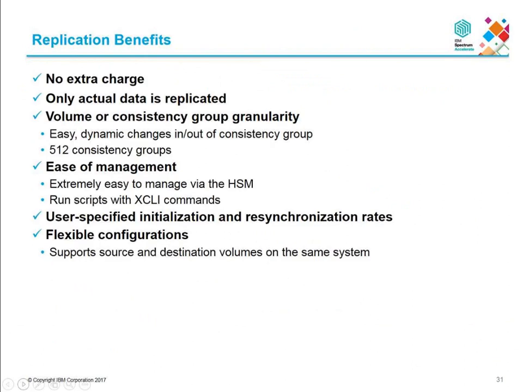So again, some of the benefits of replication: it's no additional charge. The XIV, the A9000 licensing is such that the customer buys the box, it gets everything the box does with no additional licensing. I can have a large number of consistency groups. Again, it's pretty easy to manage via the Hyperscale Manager. I have a full CLI, so I can run scripts with the CLI, and I can specify those initialization and resync rates.